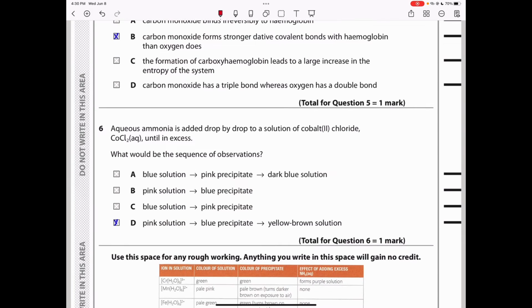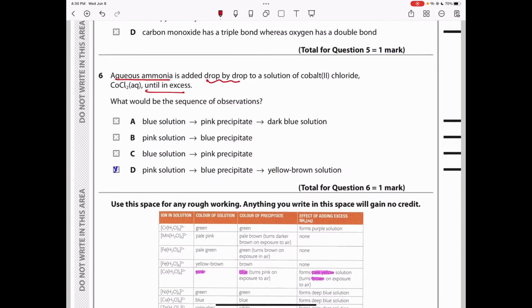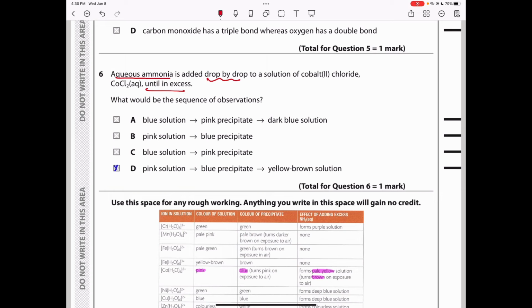Question 6. Aqueous ammonia is added drop by drop to a solution of cobalt 2 chloride. Okay, so you remember here they're saying aqueous ammonia, drop by drop until excess. So that means we're going to experience different colors. You guys know cobalt chloride is going to be a pink solution if it's in aqueous state.